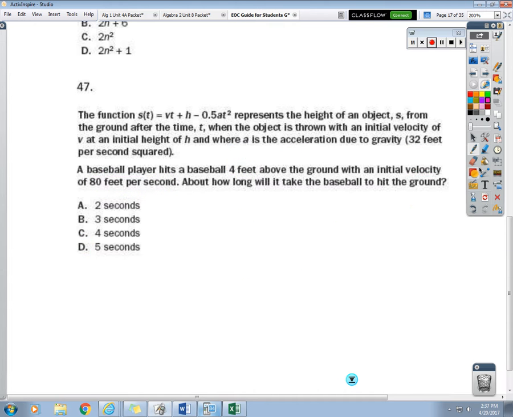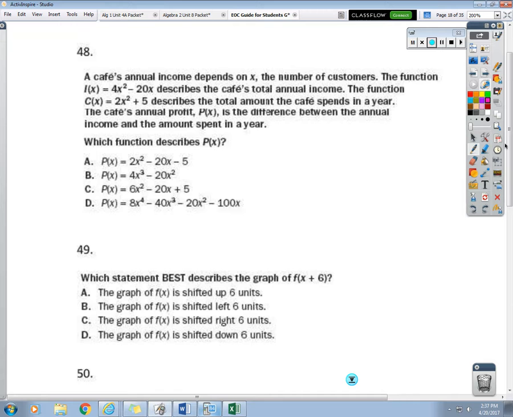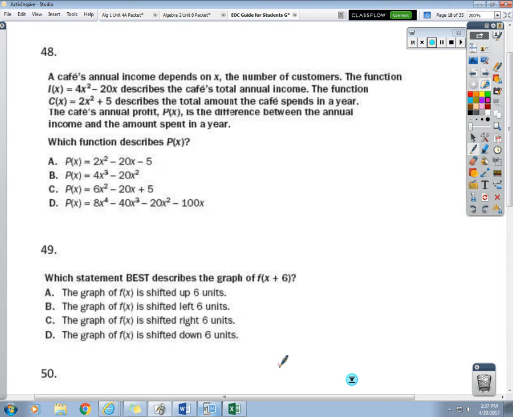Okay, number 48. A cafe's annual income depends on x, the number of customers. The function I of x equals 4x squared minus 20x describes the cafe's total annual income. The function C of x equals 2x squared plus 5 describes the total amount the cafe spends in a year. So I'm going to write down some important information. I see that they gave me a function for I of x, income, and they gave me a function for C of x, which is cost. And that's 2x squared plus 5.